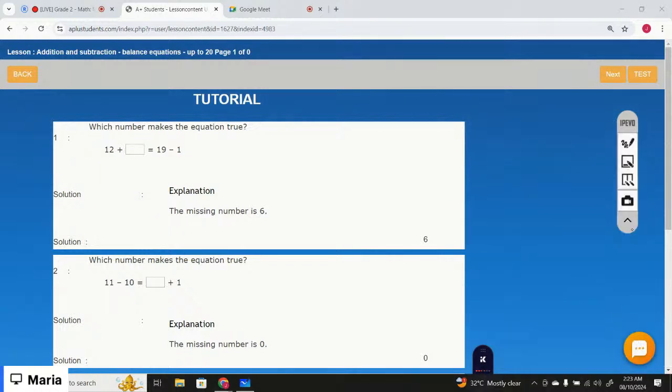There you can see the live chat button. If you need more help with any of the lesson, you can contact tutors through this live chat button.